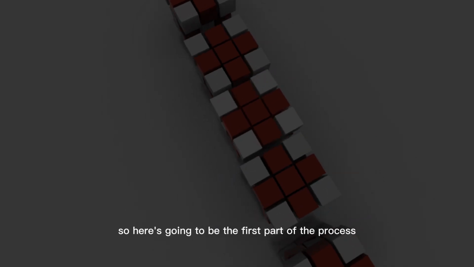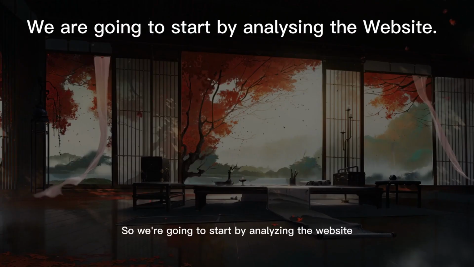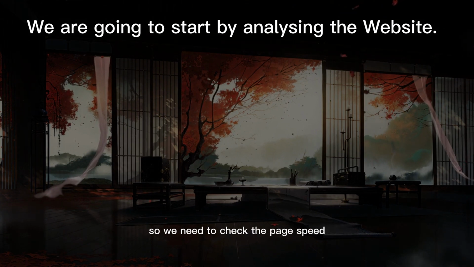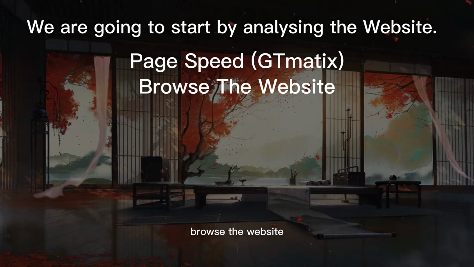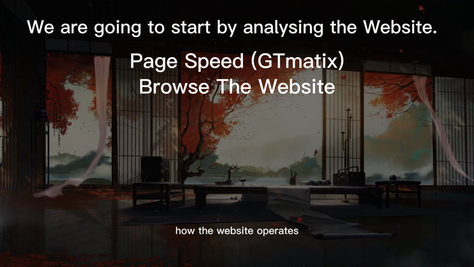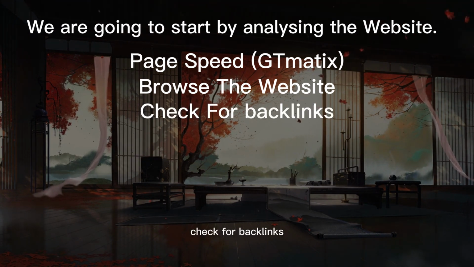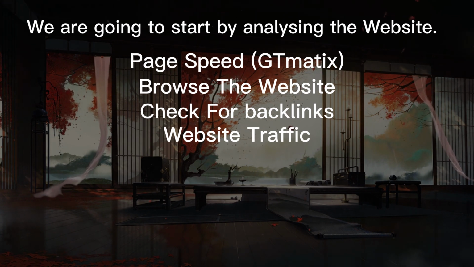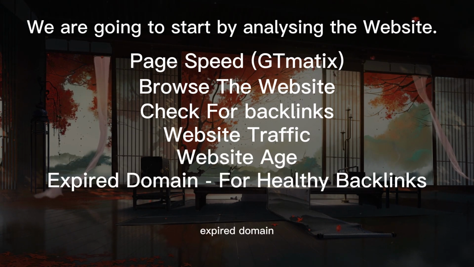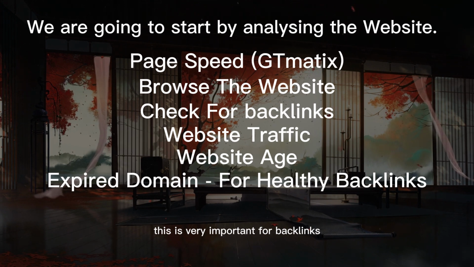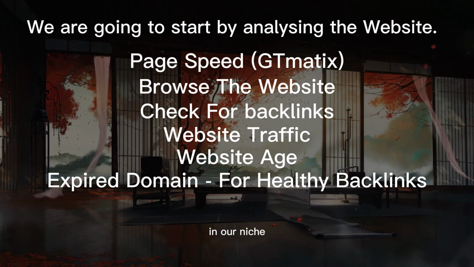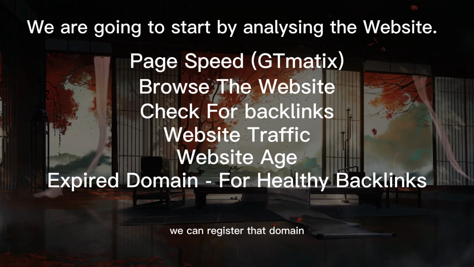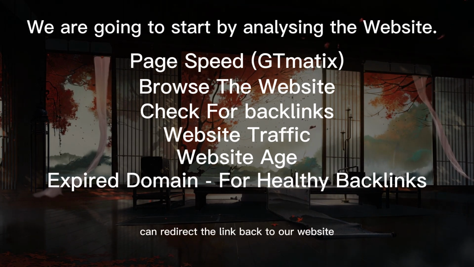So I'll break this video down into a process. Here's the first part of the process: we're going to start by analyzing the website. We need to check the page speed, browse the website and observe how it operates, and check for backlinks, website traffic, website age, and expired domains. This is very important for backlinks. We want to see whether there are any expired domains in our niche. We can register that domain and redirect the links back to our website.